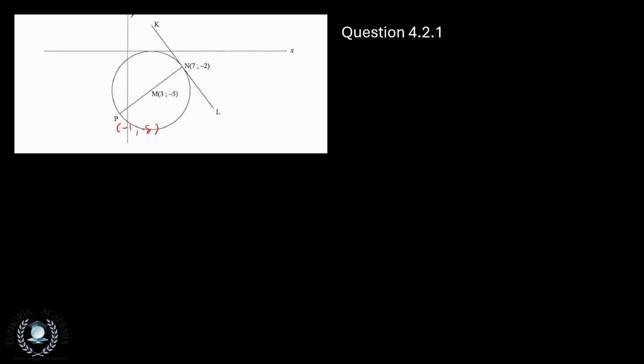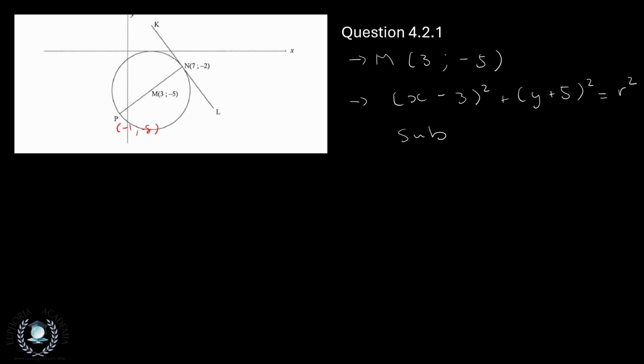4.2.1, we're asked to find the equation of the circle in the standard form. So to begin with, we already know that the center M has the coordinates 3 and minus 5. So we can already put that into our formula. That will give us x minus 3, all of that squared, plus y plus 5, all of that squared is equal to r squared. Now to find r squared, we'll just sub in the known points.